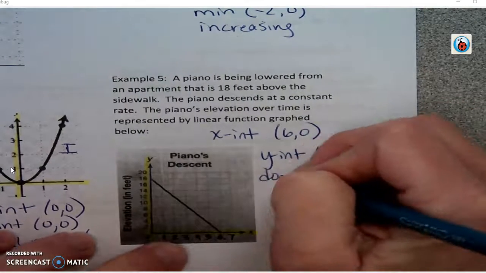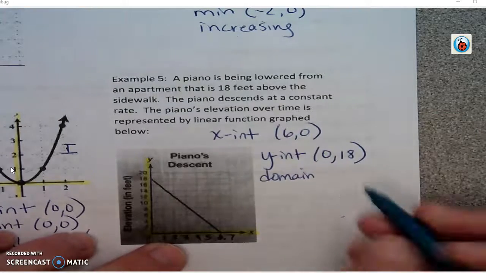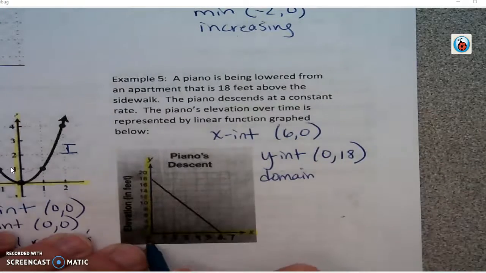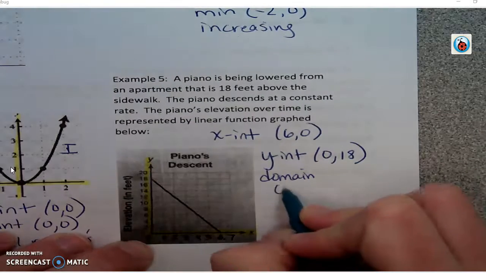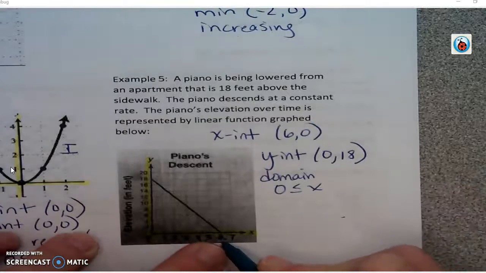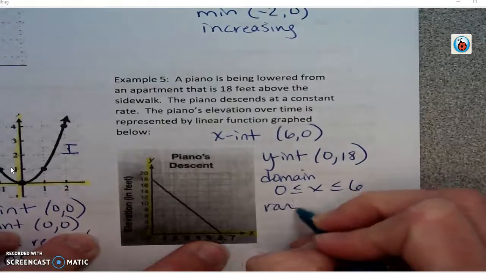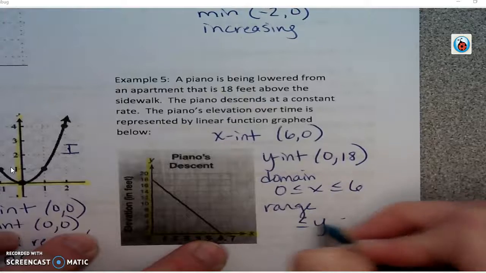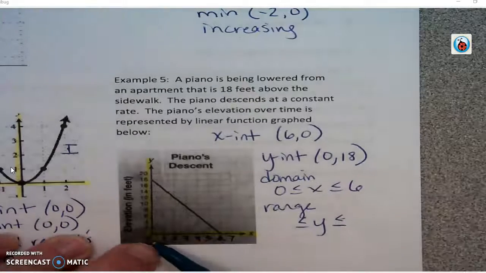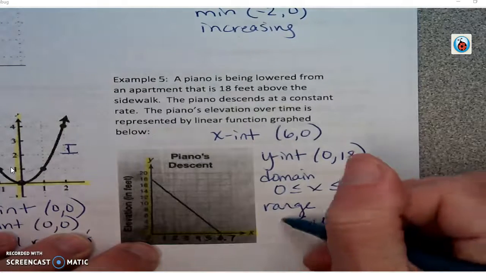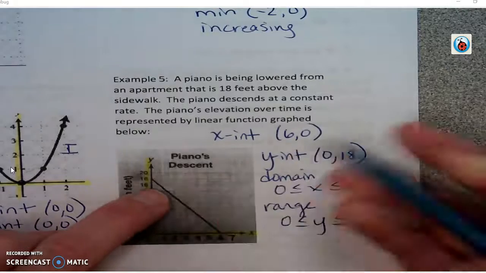Your domain is your x values. This one starts at 0 and it stops at 6. Your range is your y values. This one, the y's start at 0 and they stop at 18.